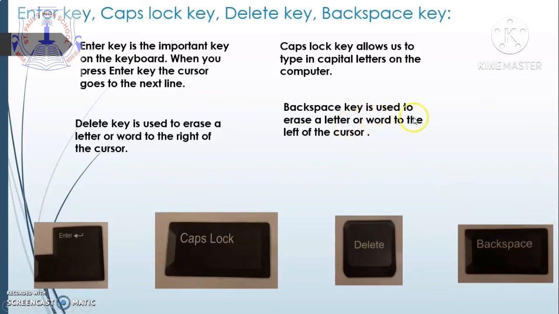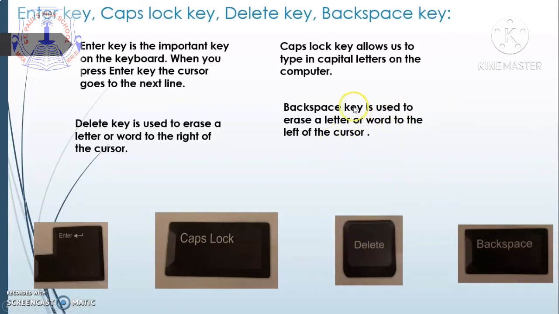Backspace key is used to erase a letter or a word to the left of the cursor. Now suppose you have made some mistake over here. You have written the wrong spelling. So what are you going to click on? You are going to click on the backspace key, and then the particular word or the sentence will get erased.